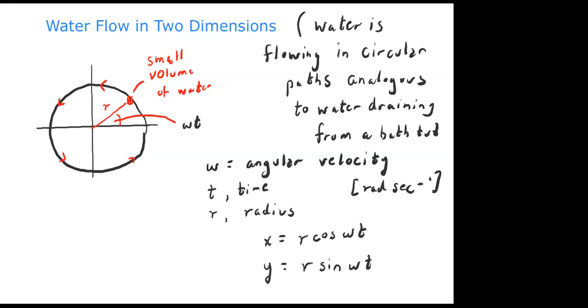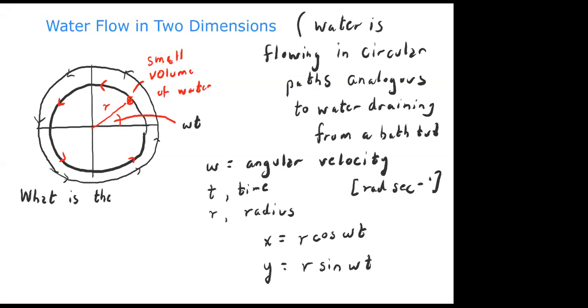And I should mention that this is not the only thing that can happen in this two-dimensional model. I can have water flowing in another circular path where the radius is different. Let's say the angular velocity is the same, but the radius is going to be different. So, what do we want to know? We want to know what is the velocity field of water in this problem. It's very similar to the three previous examples where we looked at the divergence of velocity fields. So that's a question.